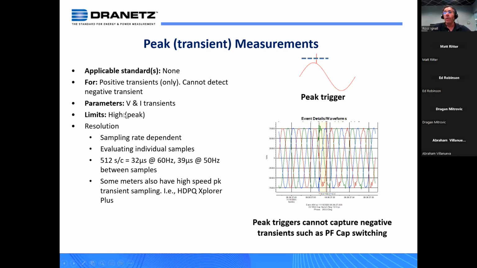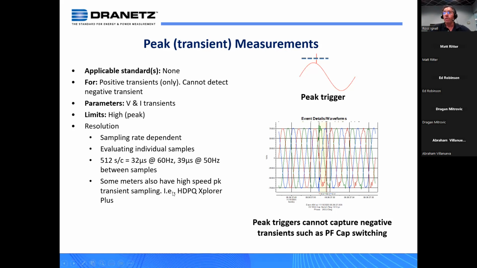All right. So what are the limits? Well, they're high limits, such as peak limits. Now the detail is sampling rate dependent. If this is a high speed sample, well, that's good. If it's 128 samples per cycle, that's not as good as 256, which is not as good as 512. To do some math for you, the digitization at 512 samples per cycle, which is the HDPQ, the resolution is 32 microseconds. That's the distance in time between two successive samples. And that's 39 microseconds on 50 hertz, because it samples just a little bit slower.